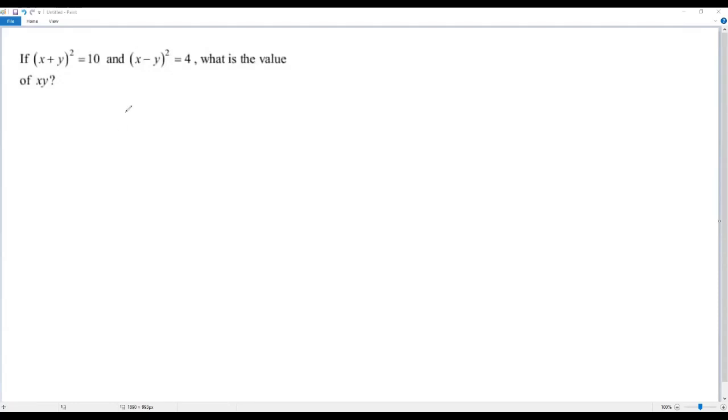Here we have a SAT math problem. Okay, let's go to the question. If (x + y)² = 10 and (x − y)² = 4, what is the value of x times y? Using the given information, we have to find the value of x times y.